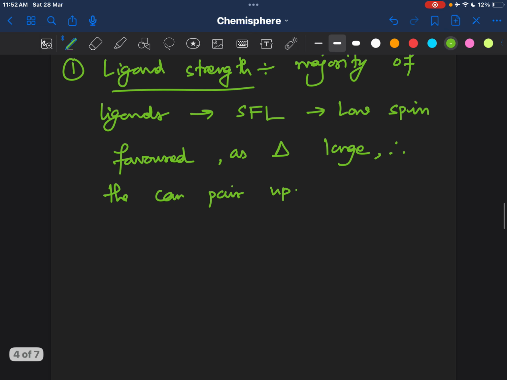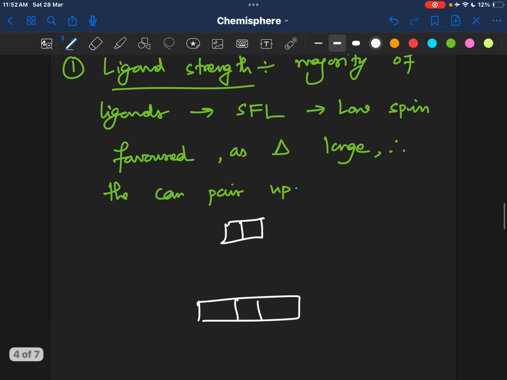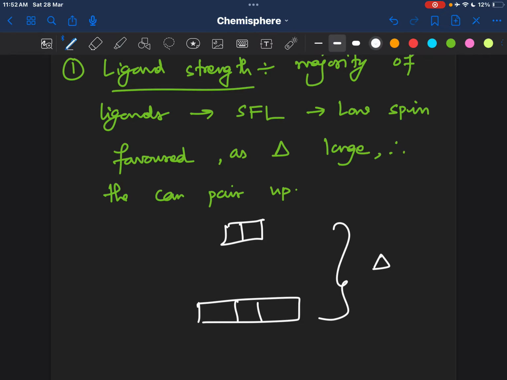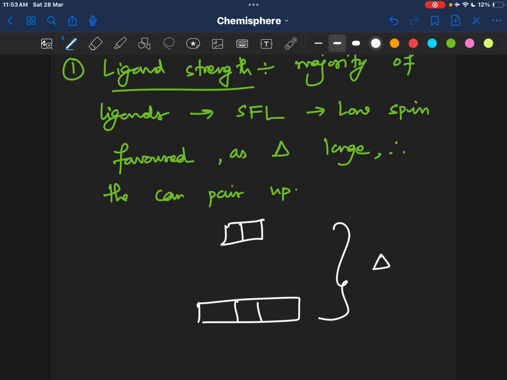Okay, to understand, I will draw the two sets of Eg and T2g. If the majority of the ligands are strong field ligands, that means they will produce a high delta value, that is, the crystal field splitting energy will be very high. So electrons will find it difficult. After filling 3 electrons, the fourth one will find it difficult to go to Eg. Instead they start pairing up. So after the third one they start pairing up. And because of that pairing up, you can see the spins are getting cancelled. So therefore it will result in a low spin complex. Okay, this is the first condition.